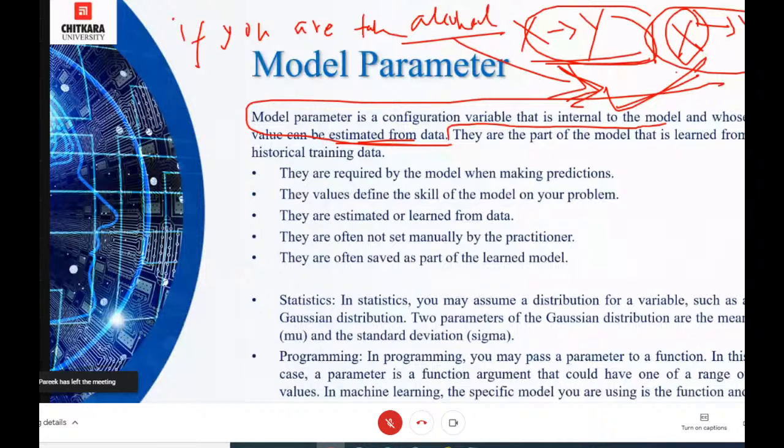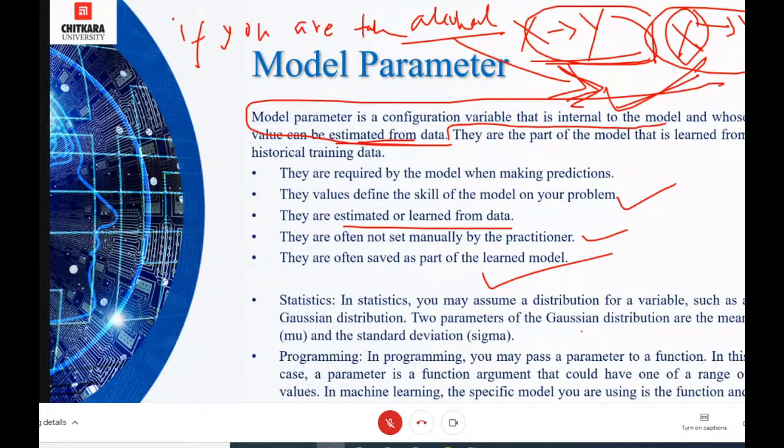It also defines the skill of the model on your problem. It is also estimated or learned from data. They are often not set manually by the practitioner. They are often saved as a part of the learned model. In terms of statistics, you may assume a distribution for a variable, such as a Gaussian distribution. If you consider the two parameters of the Gaussian distribution, you can consider mean and standard deviation. So these are the internal parameters.